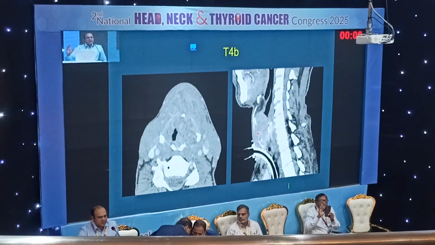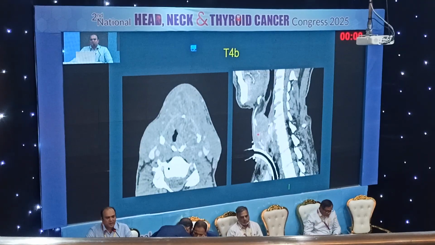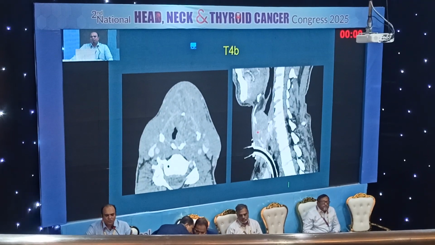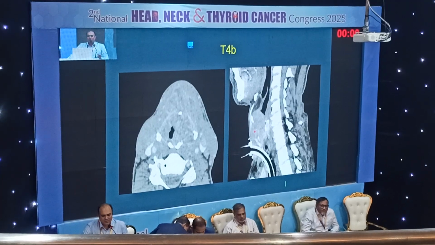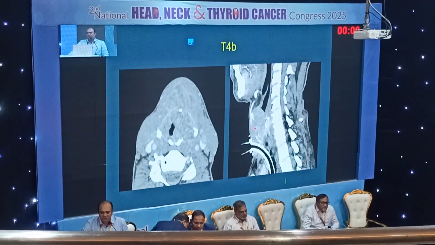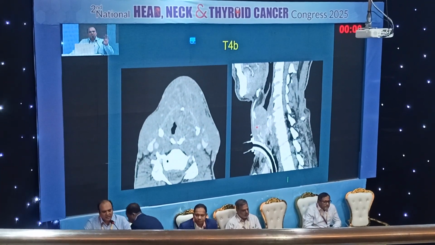Coming to T4B disease, it's a highly heterogeneous disease. It can be due to encasement of the carotid artery, it may be due to prevertebral fascia involvement, or it may be due to a mediastinal involvement. So this is a heterogeneous disease.